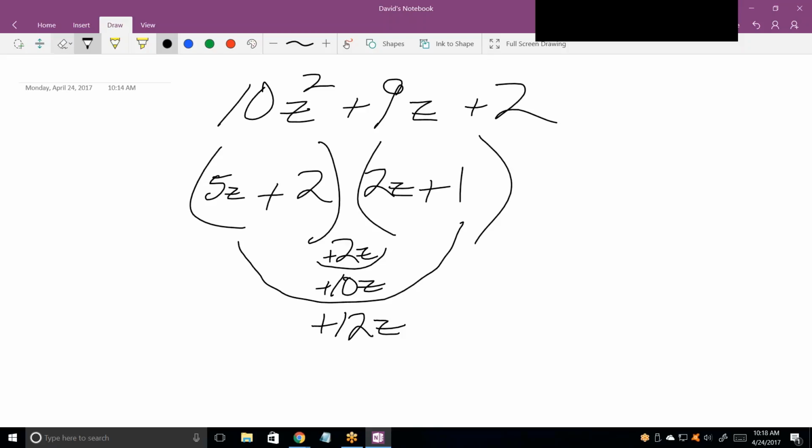Now, does that produce the proper middle term? You have 4z, and then you have 5z. So yeah, there's your answer. And that's the way you do it.